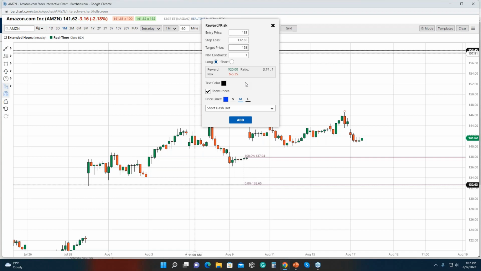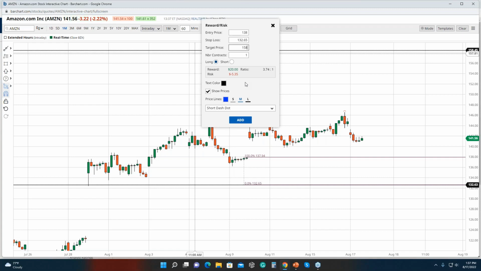Well, we can see our risk reward ratio is 3.74. Is that above 3-to-1? Yeah, it is. Does this mean that this is a good risk reward ratio in terms of a trade? Yeah, it does. But now we need to ask the question, is this trade a swing trade?